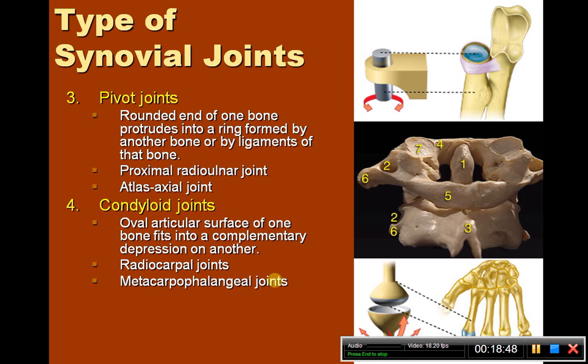Right, and then condyles. Condyles always remind me of, if you've ever seen people eat fancy eggs where they soft boil the egg and put it in a little cup, and then they tap the top off and break it off. That's what the condyloid joints remind me of. You've got this little egg cup, and you've got the egg that sits down in it.